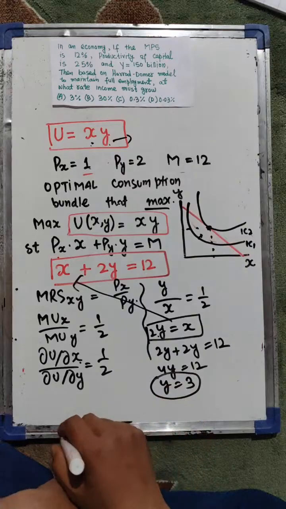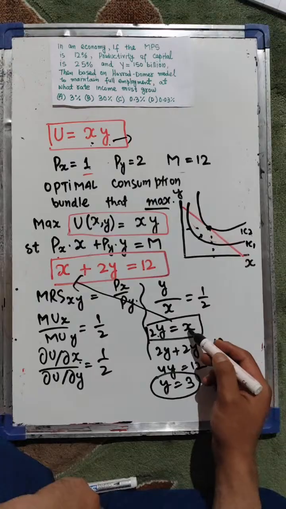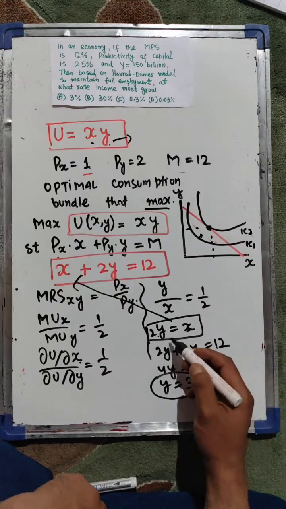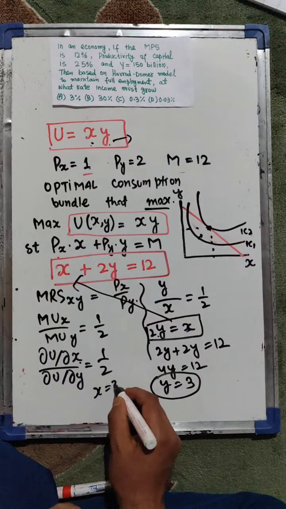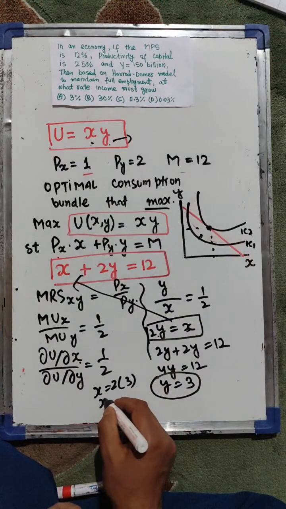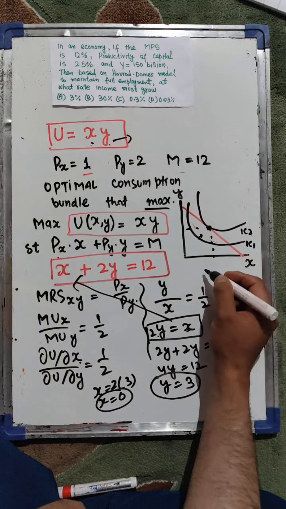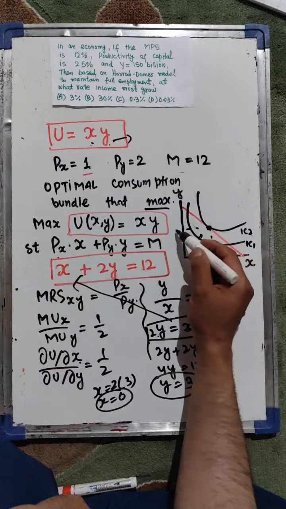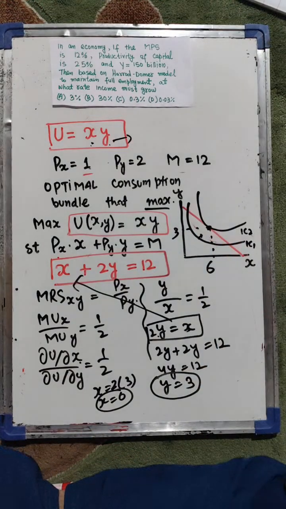That means the consumer will choose 3 units of good y, and how many units of good x? Plug x is equal to 2y, so x will be equal to 2 into 3, which is equal to 6. Okay, so the optimal consumption will be to choose 6 units of good x and 3 units of good y. Okay, I hope I make myself clear in this video.